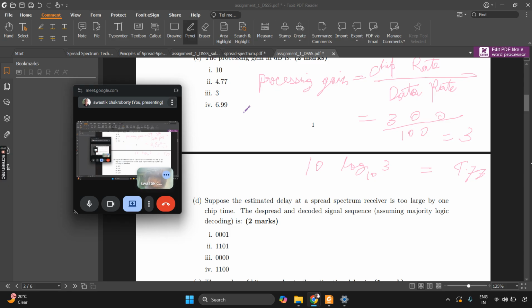The delay is equal to one chip time. So what is a chip time? 300 hertz means 300 chips are transmitted in 1 second. So chip time simply means 1 by 300th of a second.